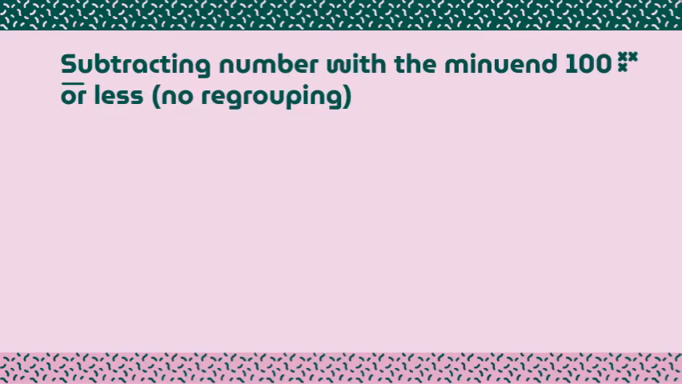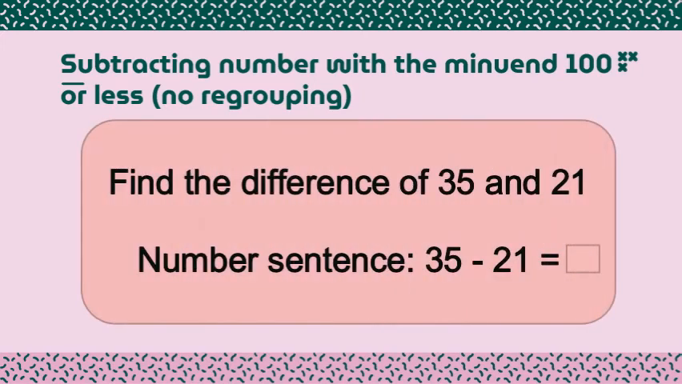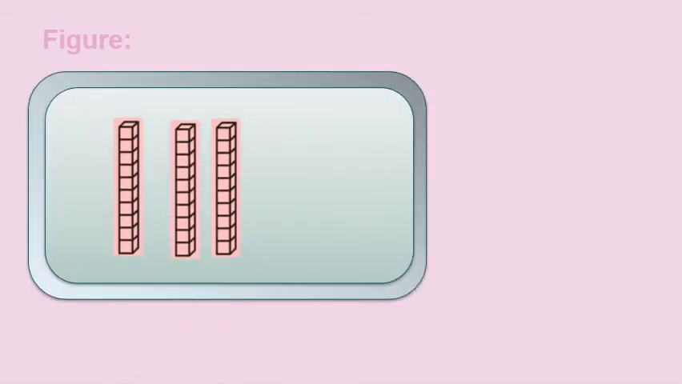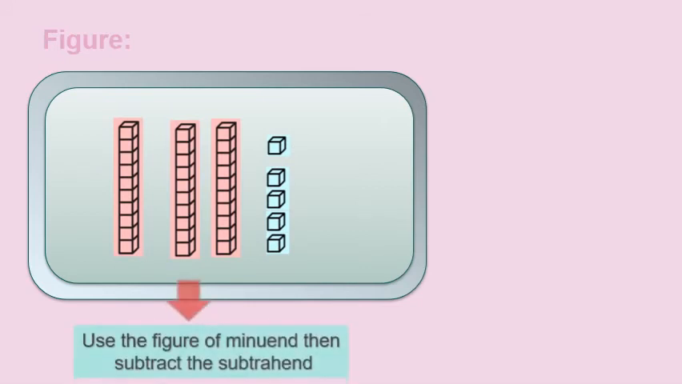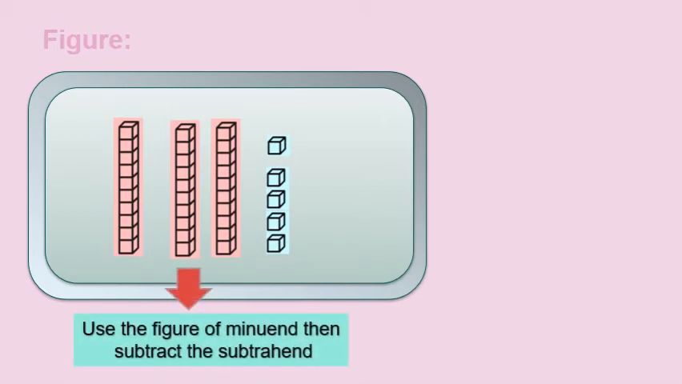One more example. Find the difference of 35 and 21. Number sentence, it's going to be 35 minus 21 equals blank. Let's answer this using the figure. So first, let's use the minuend, which is 35. 3 tenths and 5 ones. Now let's subtract the subtrahend, which is 21. 2 tenths and 1 one.